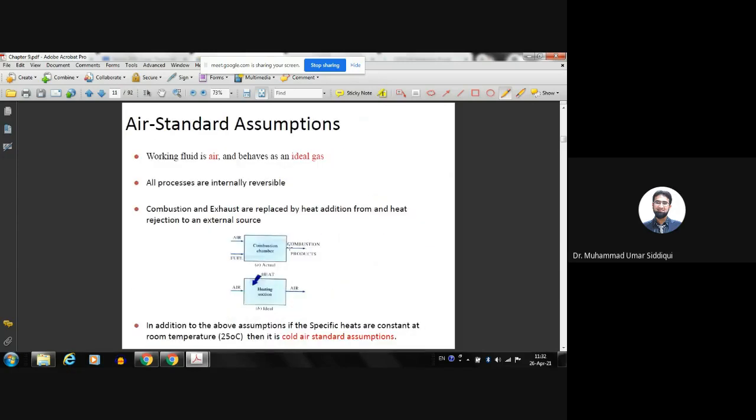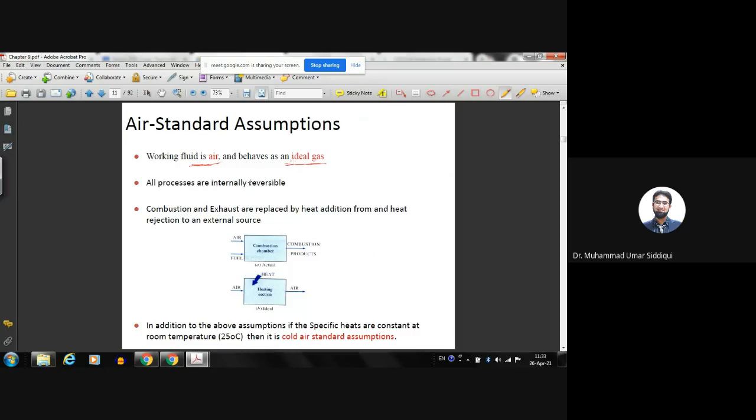Okay, let's talk about the air standard assumptions. We're going to consider air as the working fluid, and we're going to assume it behaves as an ideal gas, and it will behave as an ideal gas in reality. Why? Because the non-ideal behavior comes when air is close to being liquefied. But for it to be close to liquefied needs very high pressure and very low temperature, and most of the time these cycles are operated at a very high temperature, so they are far away from the state where the air can be liquefied. So air would behave as an ideal gas.